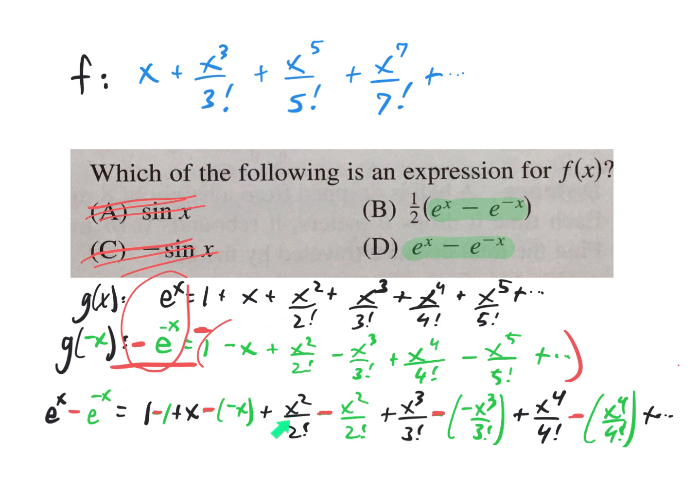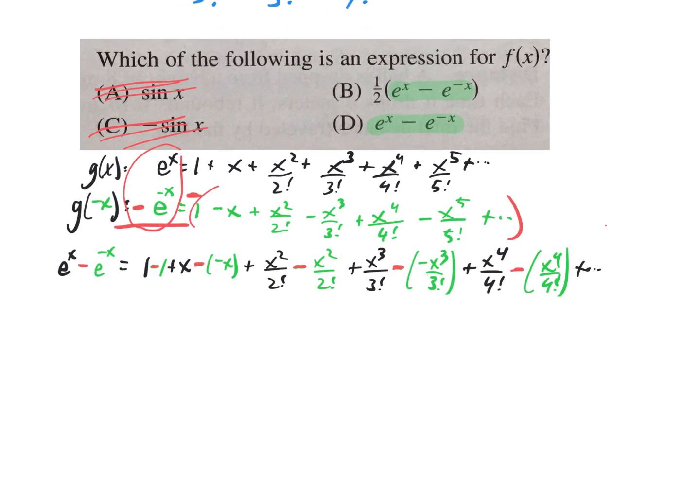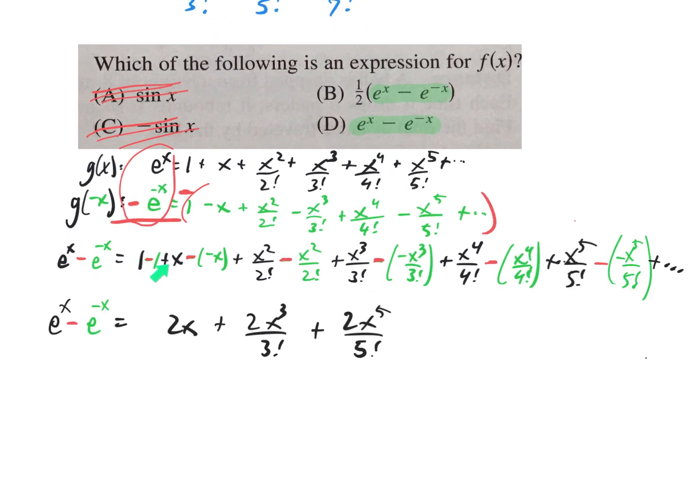x squared over 2 factorial in black minus x squared over 2 factorial, x cubed over 3 factorial minus a negative x cubed over 3 factorial. You can see what's happening. Let's go ahead and simplify. 1 minus 1 is 0, x minus a negative x is 2x. This term minus that term is 0, x cubed over 3 factorial minus a negative x cubed over 3 factorial is positive 2x to the third over 3 factorial, and we get this forever.